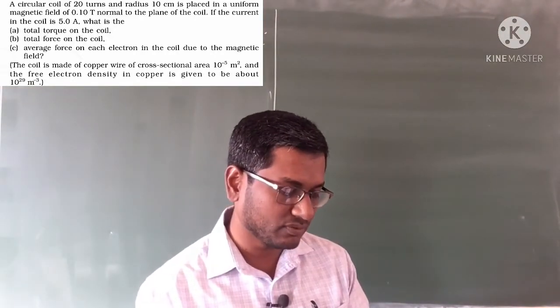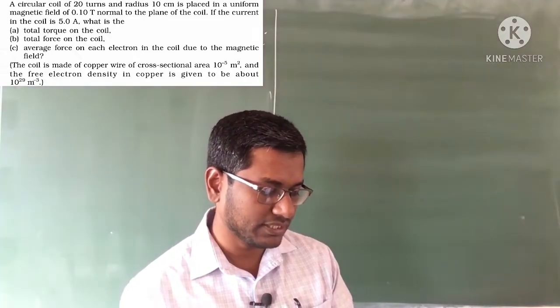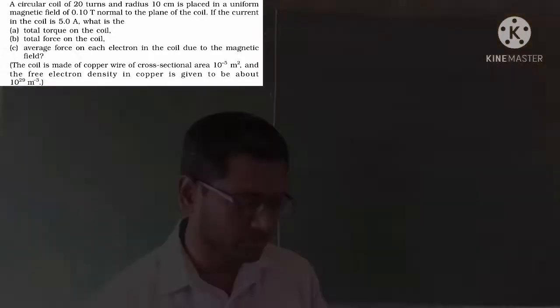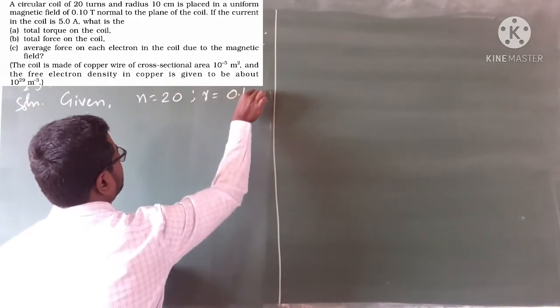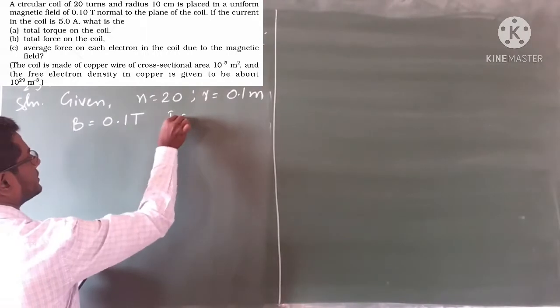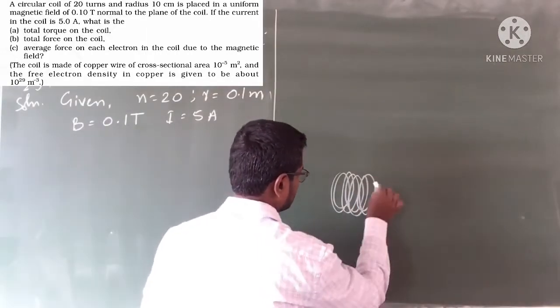The coil is made of copper wire and the cross-sectional area is 10 to the power of minus 5 meter square. The free electron density in copper is given to be 10 to the power of 29 per meter cube. So N is equal to 20. R will be taken as 0.1 meter. B is given as 0.1 Tesla. I is equal to 5 ampere. There is a coil which is having about 20 turns. That is what is given.